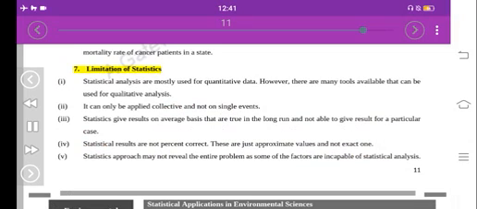Limitation of statistics. Statistical analysis are mostly used for quantitative data. However, there are many tools available that can be used for qualitative analysis. It can only be applied to collective and not on single events. Statistics give results on average basis that are true in the long run and not able to give result for a particular case. Statistical results are not 100% correct. These are just approximate values and not exact ones. Statistics approach may not reveal the entire problem as some of the factors are incapable of statistical analysis.